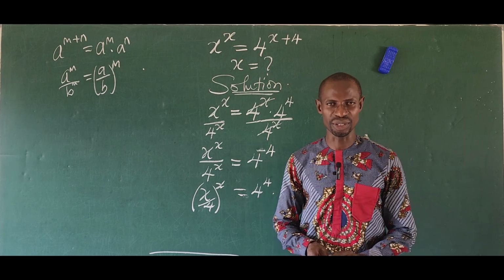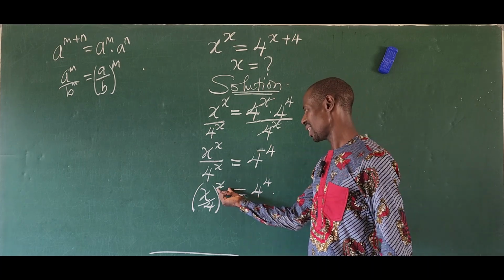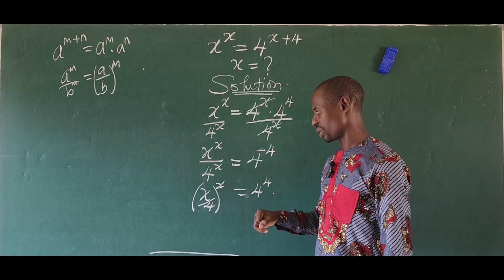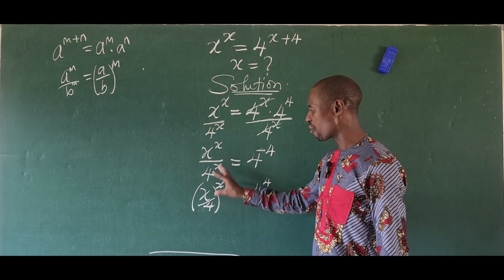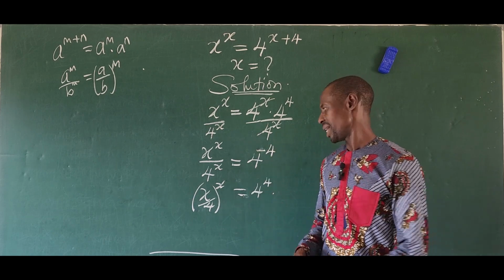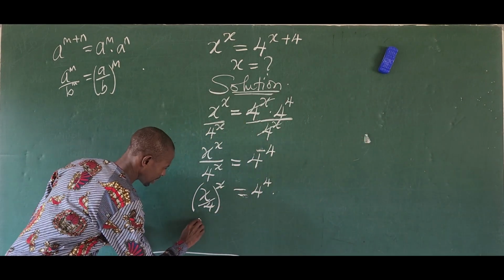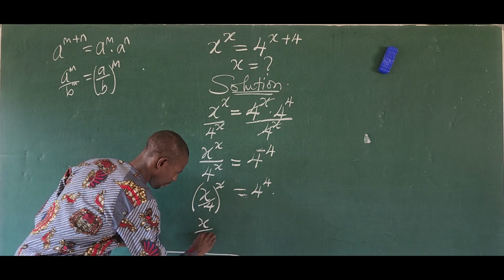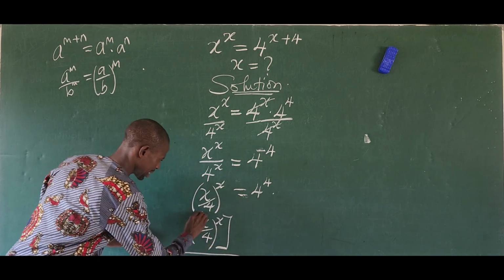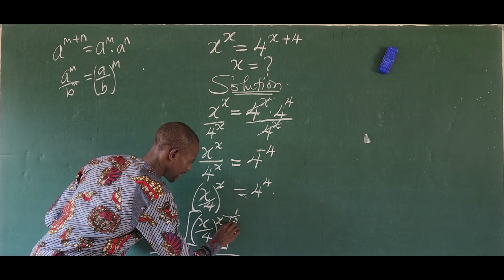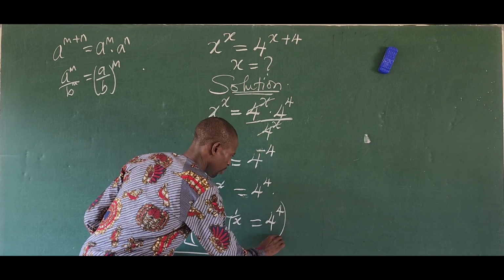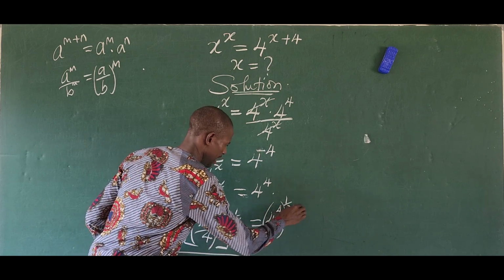The next thing we're going to do is try to eliminate this x as the exponent. What we do here is raise both sides of this equation to the power of 1 over x. This is going to give us x over 4, all raised to the power of x, then in brackets raised to the power of 1 over x. We do the same thing here: 4 to the power of 4, all raised to 1 over x.